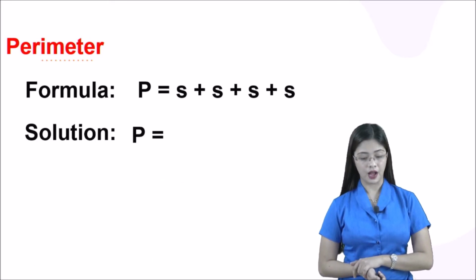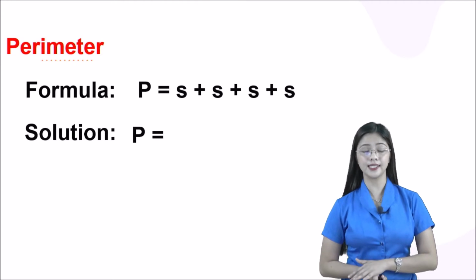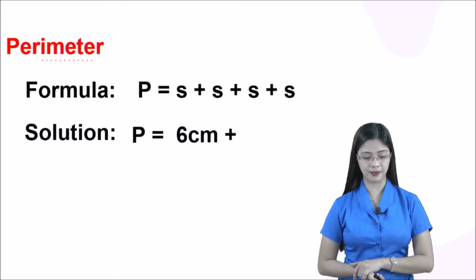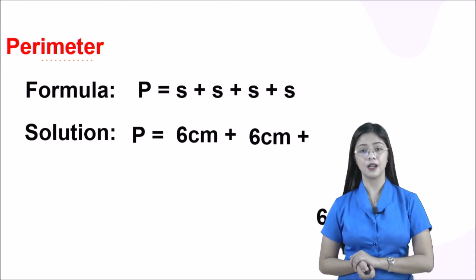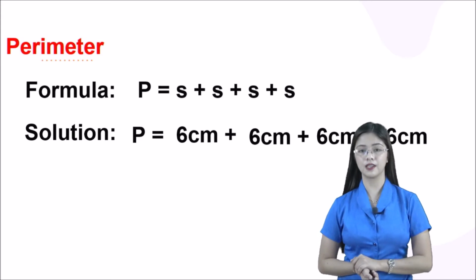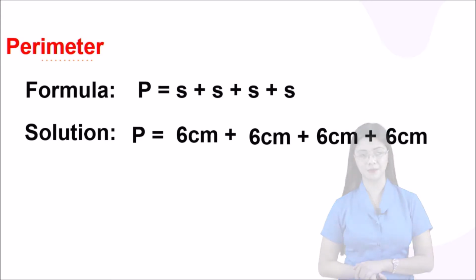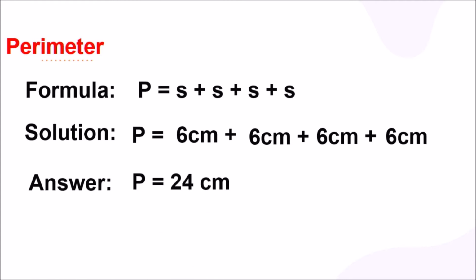So, our length and width is 6 centimeters. So, 6 centimeters plus 6 centimeters plus another 6 centimeters and another 6 centimeters. So, what is the answer? 6 plus 6 is 12. 12 plus 6 is 18. 18 plus 6 is 24. So, therefore, the perimeter of the square is 24 centimeters.